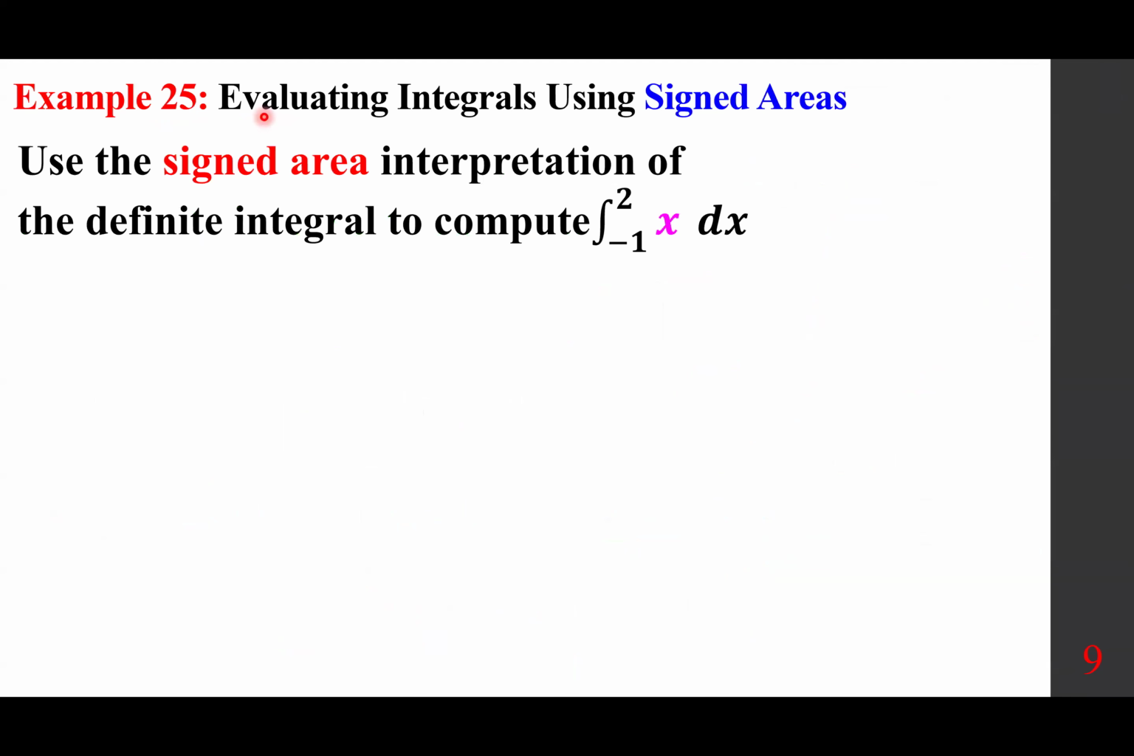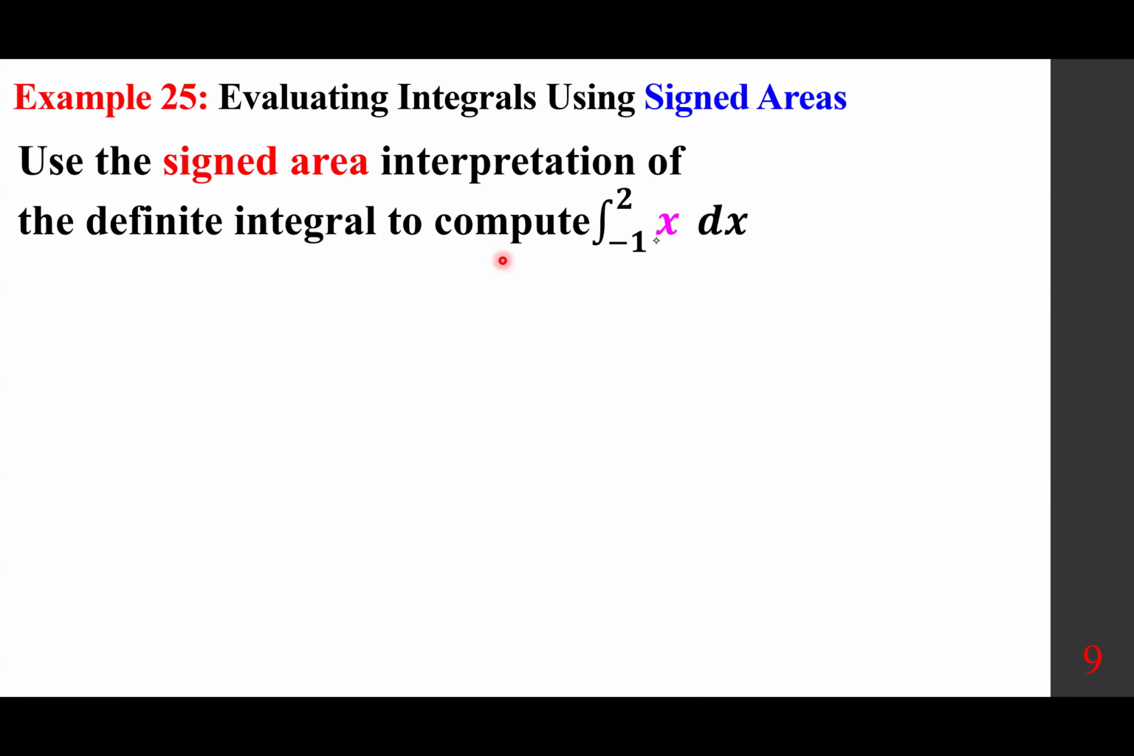What about this one? It says evaluating integrals using signed areas. Use the signed area interpretation of the definite integral to compute the integral from -1 to 2 of x dx. In other words, you want to graph it, and now you're dealing with a geometric shape that you can figure out the area of. You don't need what we have been doing so far.